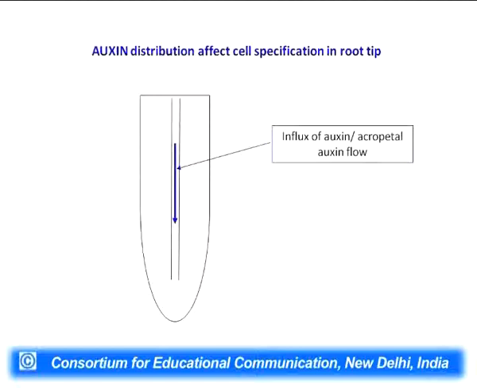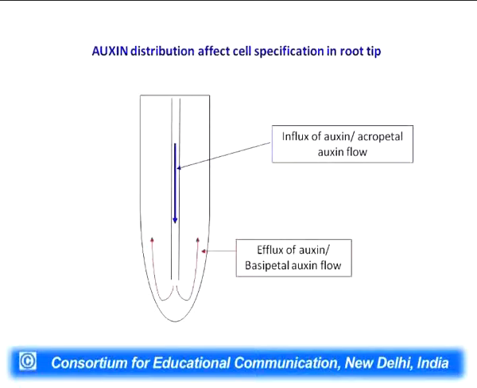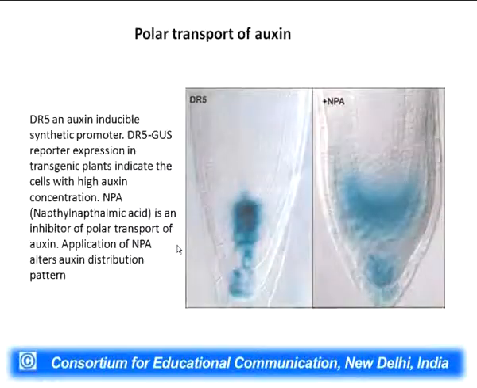this auxin also influences root development. If you look at the root end in the cartoon here, you will see the auxin comes through the phloem, and this is the place where the phloem ends and auxin goes back. So auxin concentration is maximum here and not in the rest of the places. And again this DR5 GUS tells you where the auxin concentration is maximum.